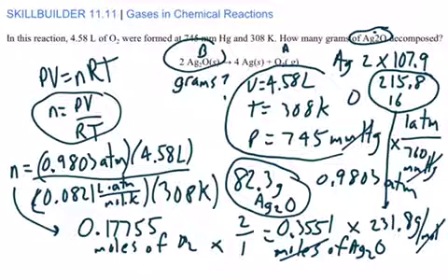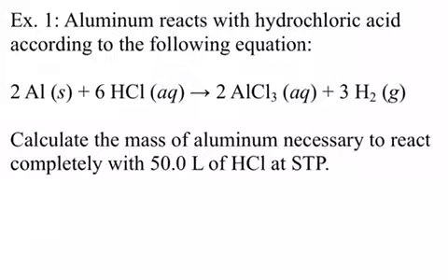I have 3 class practice problems. Here's the first one. I give you the equations already balanced, okay? I want to calculate the mass of aluminum necessary to react completely with 50 liters of HCl at STP. So notice this one's at STP. So I want you to try that problem. So this will be the first one. These are the class practice problems.